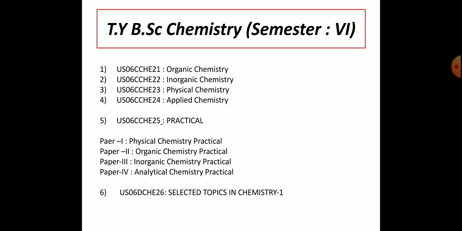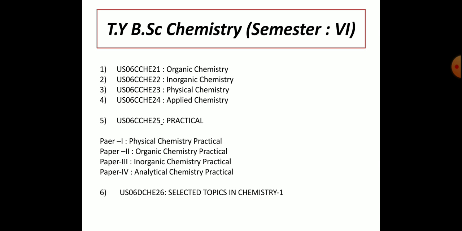Now last subject, that is US 06 DCH 26. Title is selected topic in chemistry 1. This subject contain 4 unit. Unit 1 is visible spectroscopy. Unit 2 is atomic spectroscopy. Unit 3 is vitamins and Unit 4 is solid state chemistry.